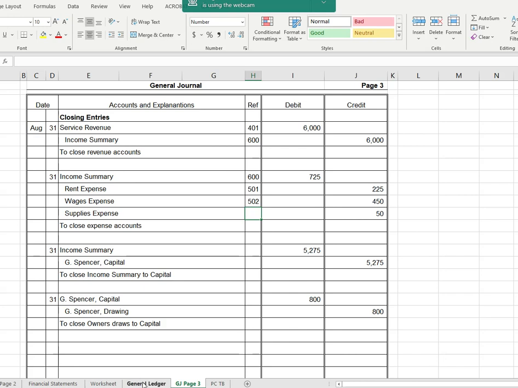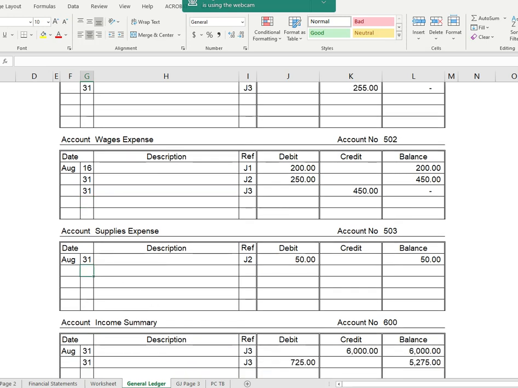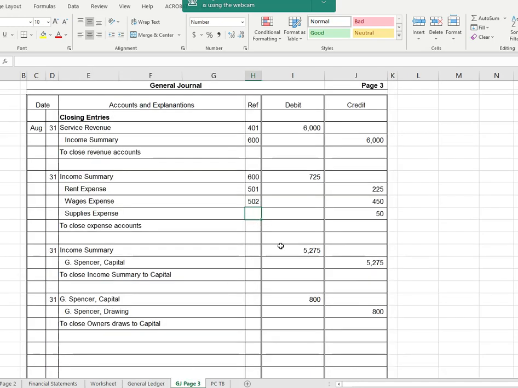Next is supplies. So I will go back to my general ledger. 31. J3. Credit for 50. Now I have a 0. This is account 503. And that one is closed.